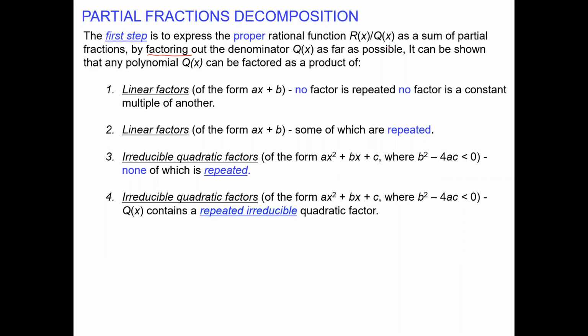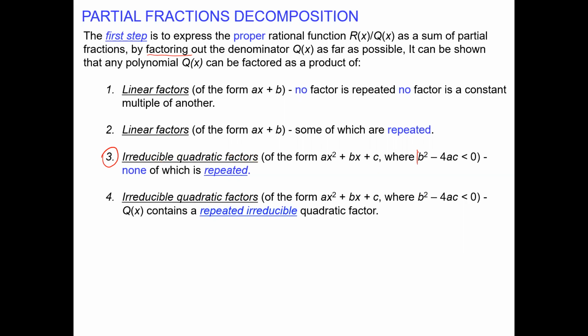It can be shown that any polynomial Q of x can be factored as a product of, and then we have 4 different cases. Case 1 is a product of linear factors, each of them different, none of them repeated. Case 2 is linear factors where some of them are the same, repeated. Case 3, which I will focus on in this video, is the case where we get quadratic factors which we can't factor further, irreducible quadratic factors.